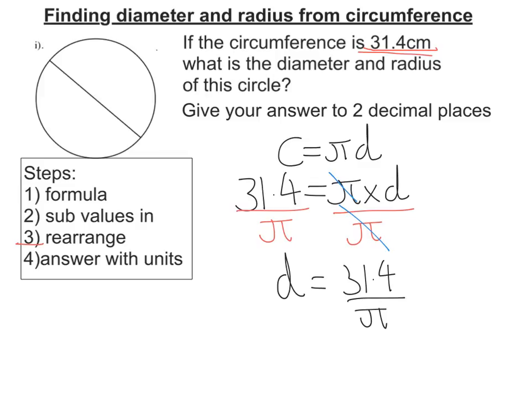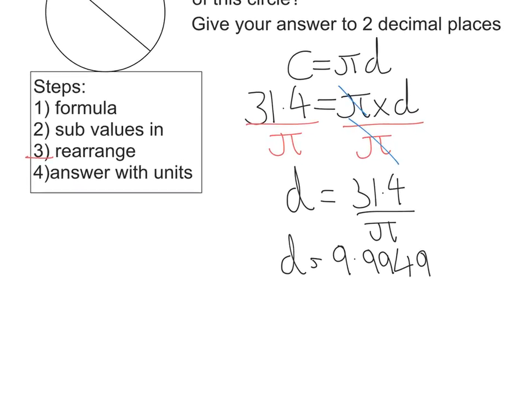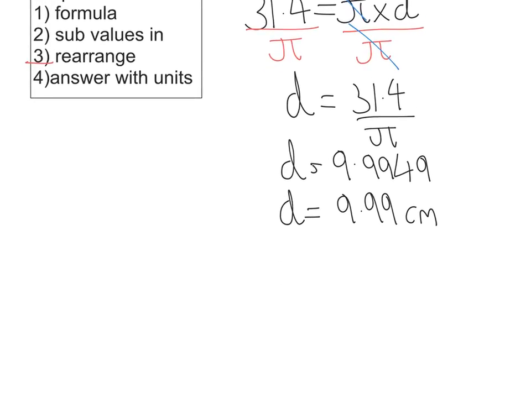So if I do that, then let's see what we get. We're going to get d is equal to 9.9949. And then if I round that to 2 decimal places, I'm going to get d is equal to 9.99 centimeters.